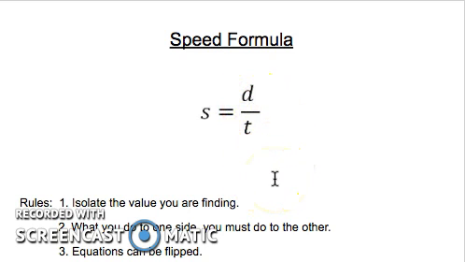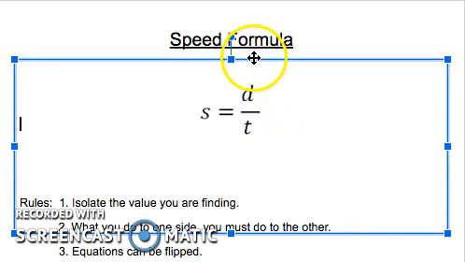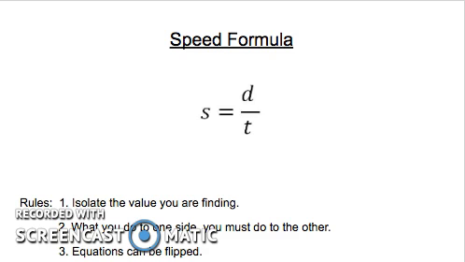Let's try to isolate distance. So in this case, distance is not being multiplied by anything like the other one was. In this case, it's being divided by something. So the rules are a little bit different, but I bet you can even figure out what it is. Whenever you are dividing by something, to move this t to the other side, you then multiply.